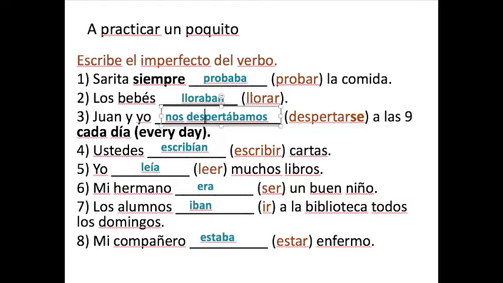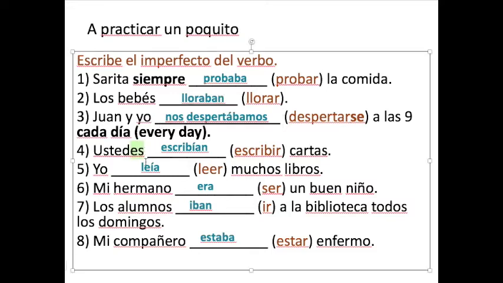Okay, yo leía muchos libros. This could be translated to say I read a lot of books. I used to read a lot of books, right? We don't know when that started or stopped, so we're going to use leía.